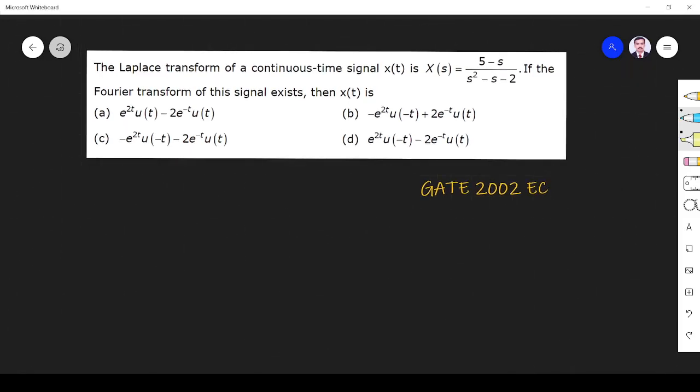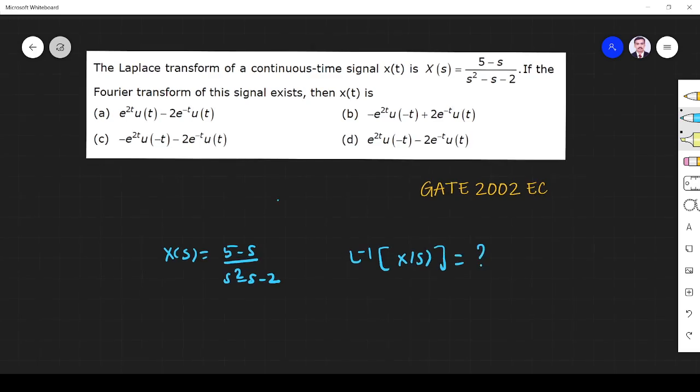Hi friends, in this video let us solve a Laplace transform related question asked in GATE 2002 ECE paper. The question is: the Laplace transform of the signal x of t is X of s, which is equal to (5 minus s) divided by (s squared minus s minus 2). If the Fourier transform exists, what is x of t? So they are asking for the inverse Laplace transform if the Fourier transform exists, right?